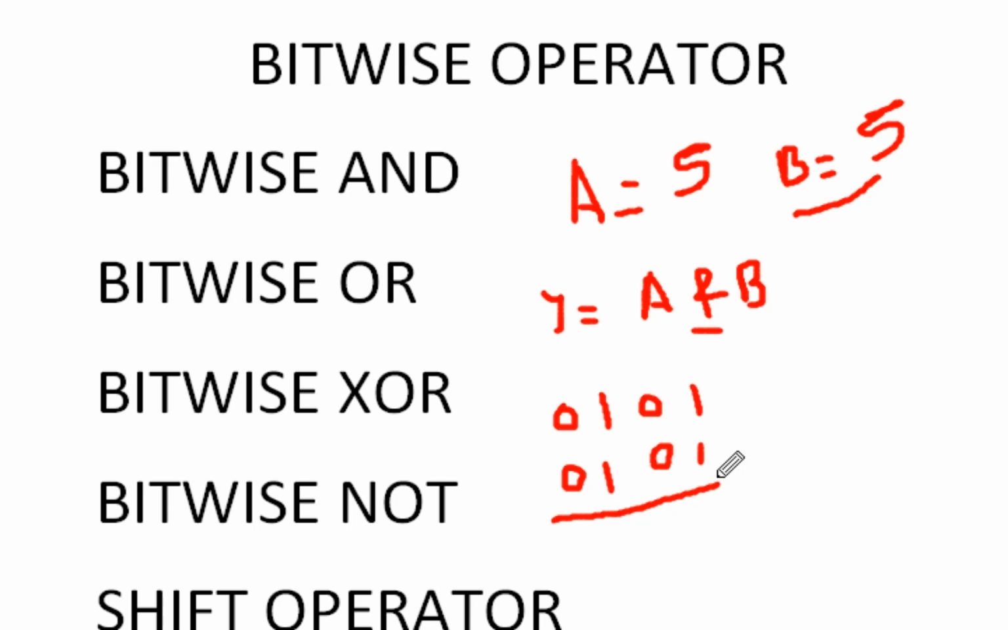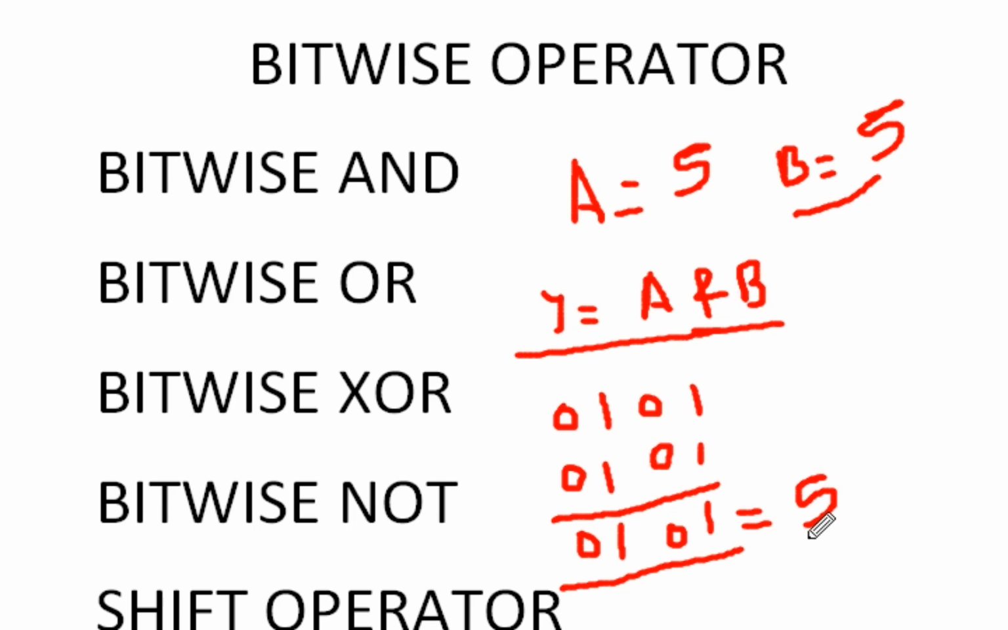Now we will perform the AND operation on this. So what will be the result? 1 and 1 is 1, 0 and 0 is 0, 1 and 1 is 1, and 0 and 0 is 0, as we saw from the table we made a short time ago. The value will be 5. So if you print this value, the result will be 5.